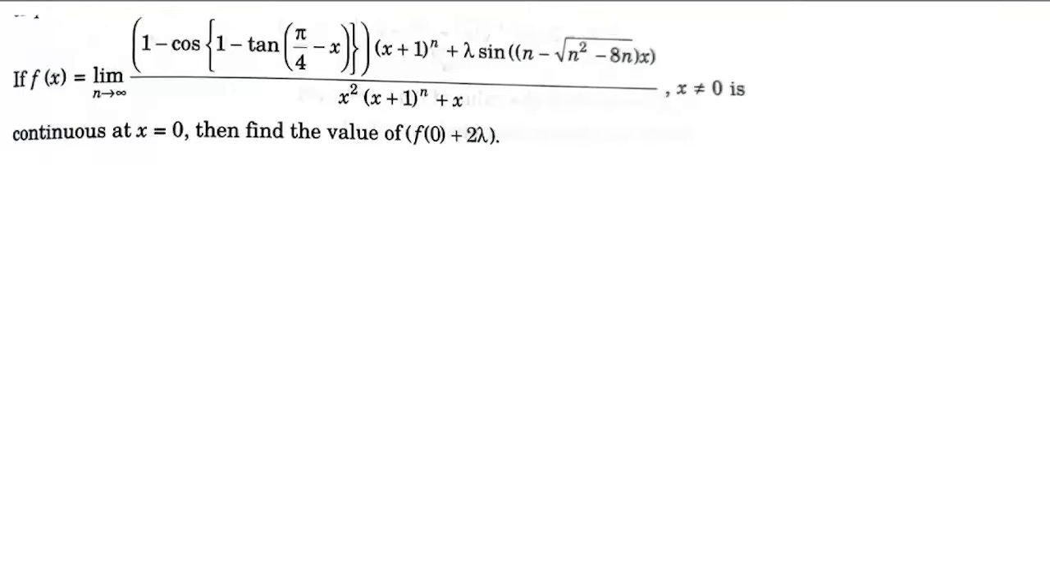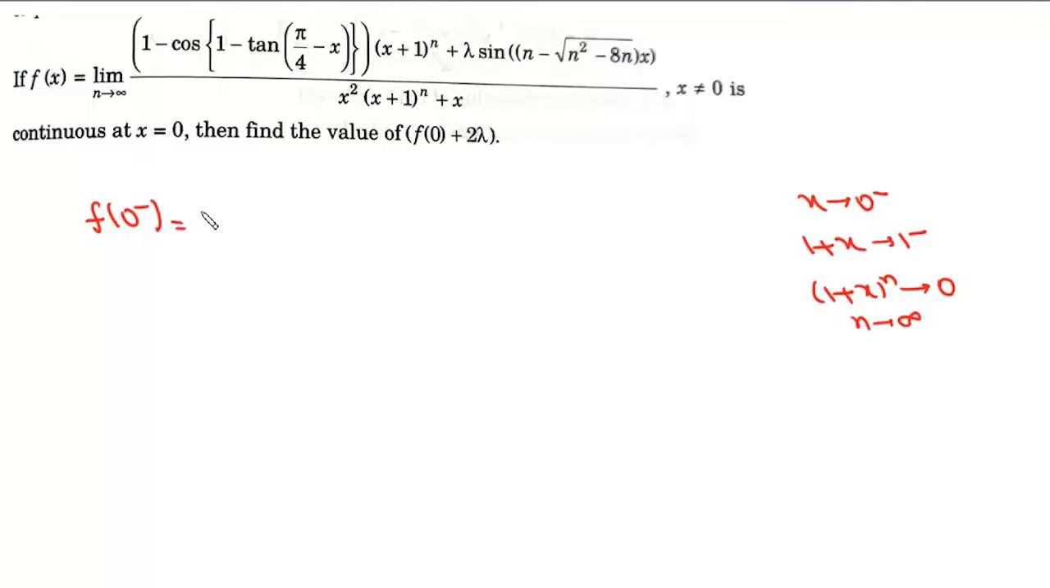Now here the question is, this f(x) when x is unequal to 0 is continuous at x equal to 0. Find the value of f(0) plus 2 lambda. Now if we look at this f(x), and if we look at f(0 negative), then when x is 0 negative, then 1 plus x is 1 negative, that is, it is less than 1. And if it is less than 1, then (1 plus x) to the power n approaches 0 as n tends to infinite.